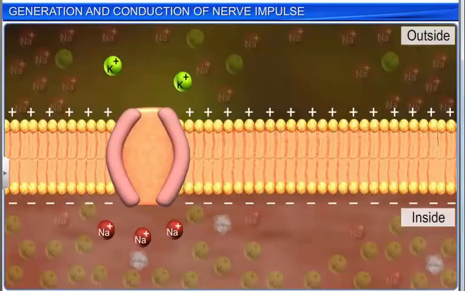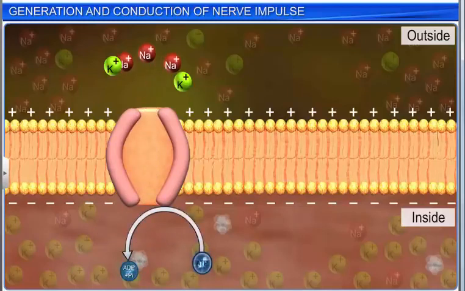A repolarized nerve fiber undergoes a refractory period of a few milliseconds, during which the original ionic distribution is restored by a sodium-potassium pump, which actively transports sodium ions outward and potassium ions inward. This returns the membrane to its resting potential, and the neuron is ready to receive another stimulus.